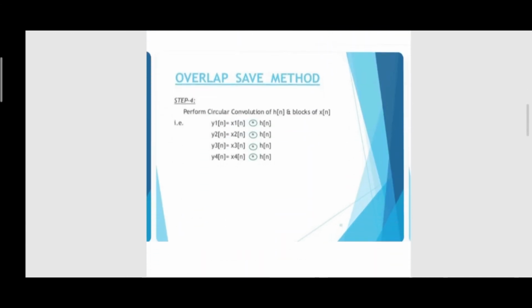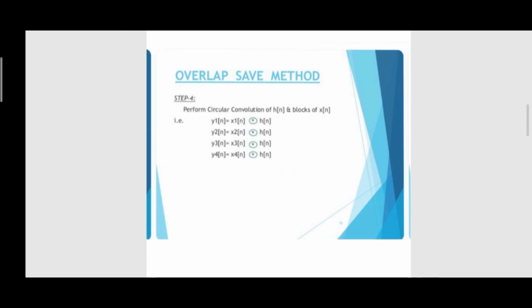Then we have to convolve the sequences. Already x of n is split into x1 of n, x2 of n, x3 of n, x4 of n. Then we have to convolve every sequence with h of n. So we get y1 of n is equal to x1 of n circular convolution h of n, y2 of n is equal to x2 of n circular convolution with h of n, y3 of n is equal to x3 of n circular convolution h of n, and y4 of n is equal to x4 of n circular convolution h of n.